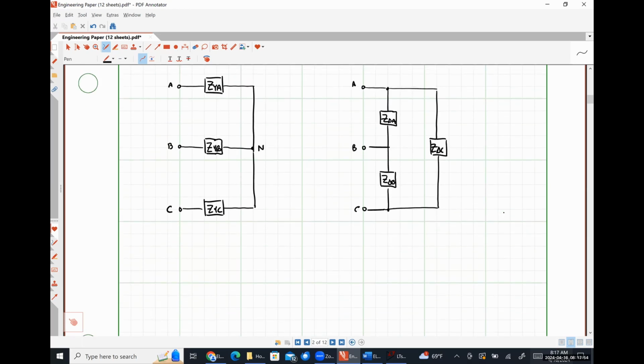So when we're looking at our Y connected load, if we look in between terminals A and B, what is the impedance that we see? Yeah, we're looking in between terminals A and B.